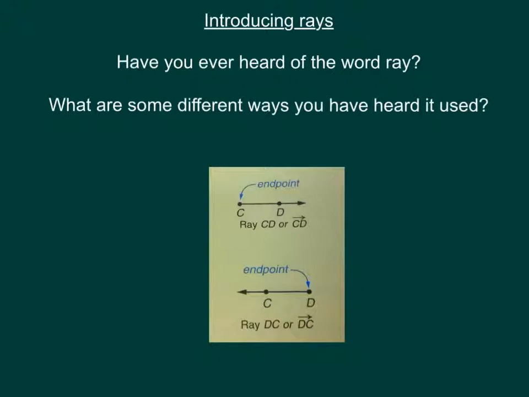This is called ray CD. Point C is the endpoint of ray CD. The first letter always names the endpoint. This is called ray DC. Point D is the endpoint of ray DC. Ray CD is different from ray DC because CD and DC go in opposite directions.